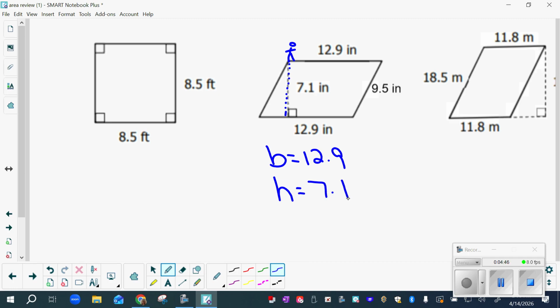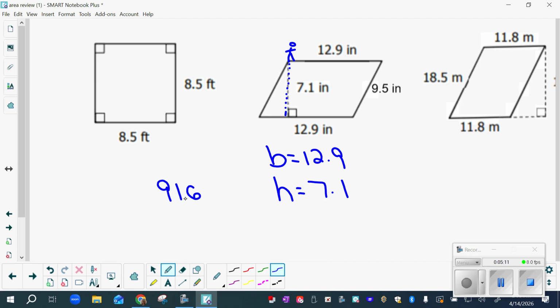Do I need to do this problem with you right now? Yes. We are solving for the area. Let me get you the actual answer. I'm kind of glad you're asking this because I want to be careful here. 12.9 times 7.1 is 91.6.